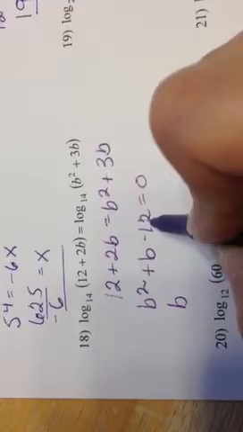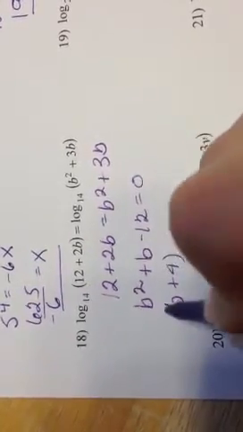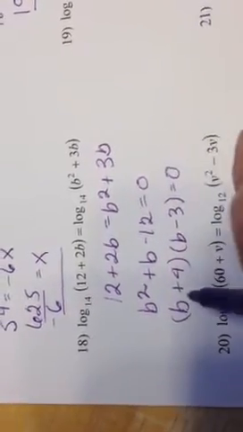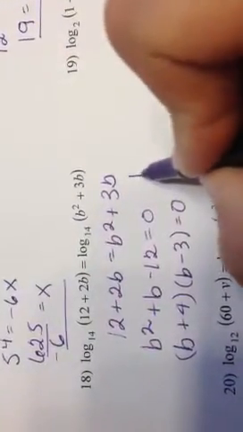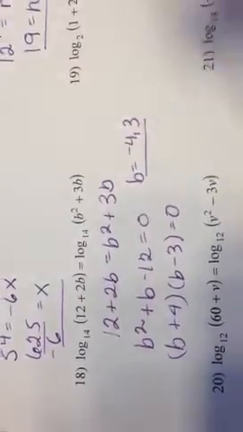So it's the factors of 12 with a difference of 1, and that's b plus 4 times b minus 3. And I set each factor equal to 0, and I get b is equal to negative 4 and 3. And again, remember to check your answers.